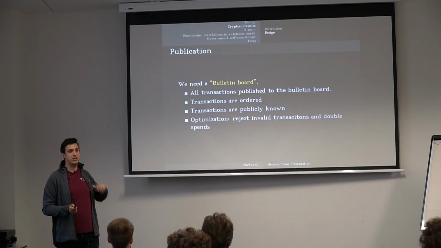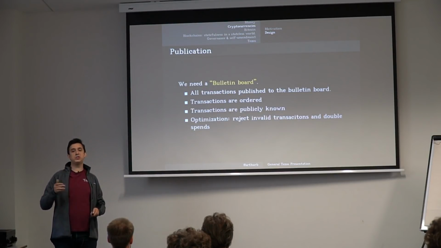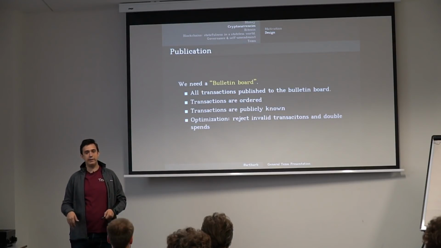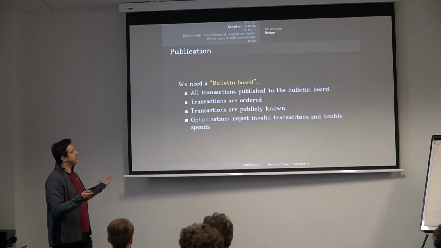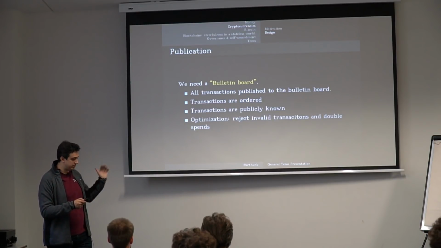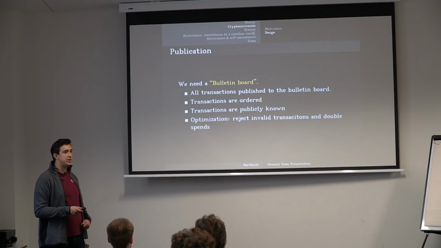You could put all the transactions, valid and invalid, and then say, well, it's your job to look at the bulletin board and only care about the ones which are valid. But you can have the bulletin board reject invalid transactions. That way you look at it and you know that it's all valid. So that's essentially how you do eCash. The problem is, how do you actually create this bulletin board?